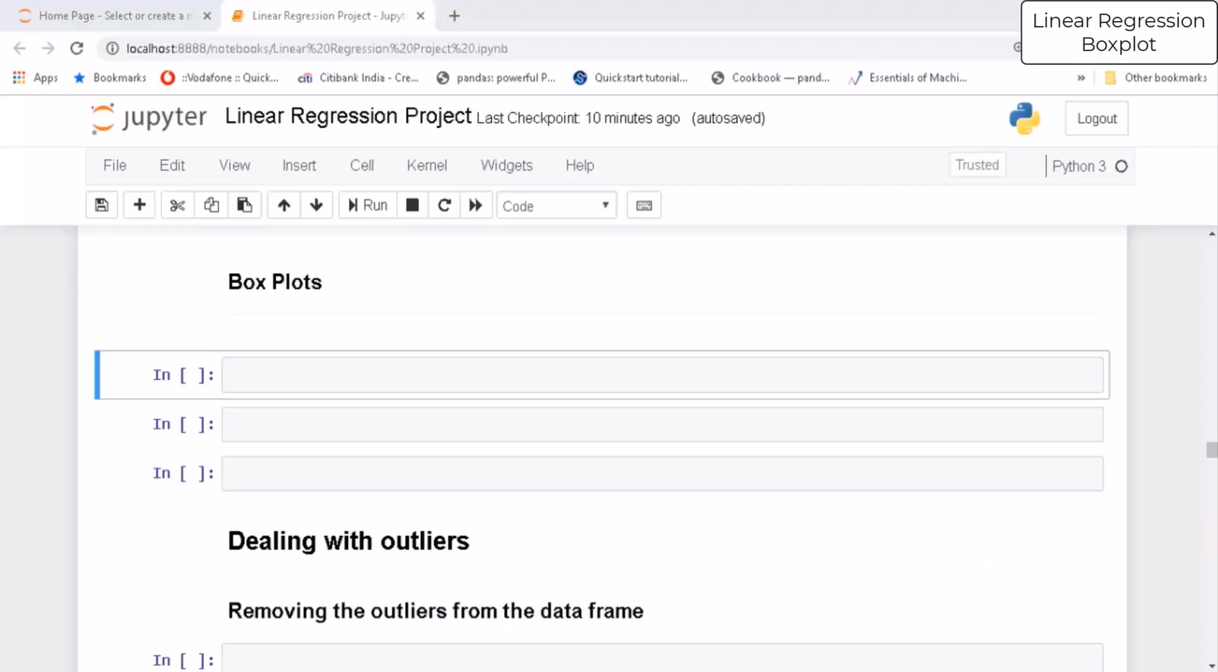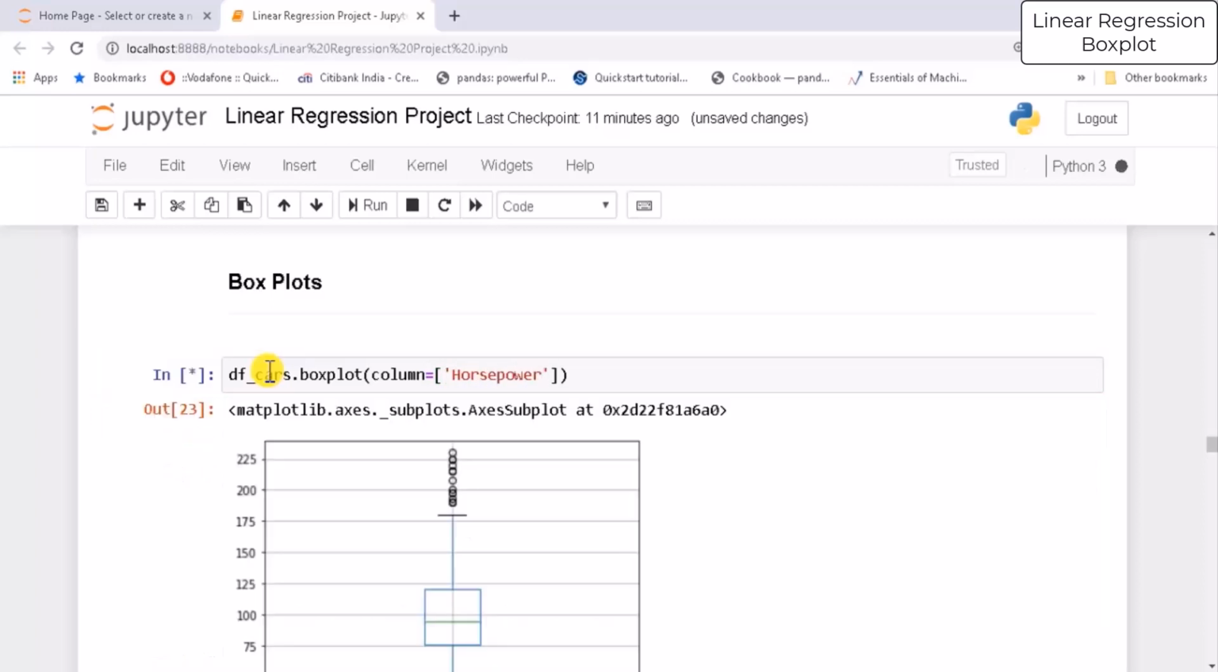So let's do this part now. df_cars.boxplot, open round bracket, column equal to open square bracket, horsepower, shift, enter. So what does it say? The above graph clearly shows a collection of points above the maximum value, which are the outliers.